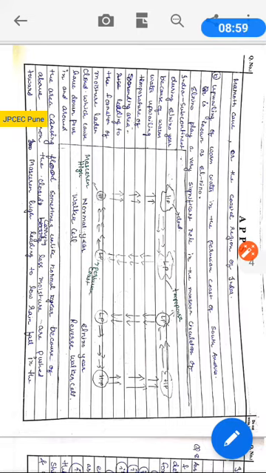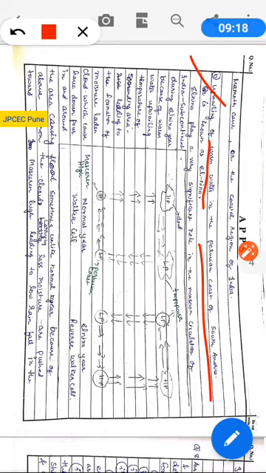The 10 marker question, once again, question number 4b, about the El Nino and its impact on the monsoon. So here you directly explain what the El Nino is, that is the general warming of the Peruvian coastal water. So this is a good definition.